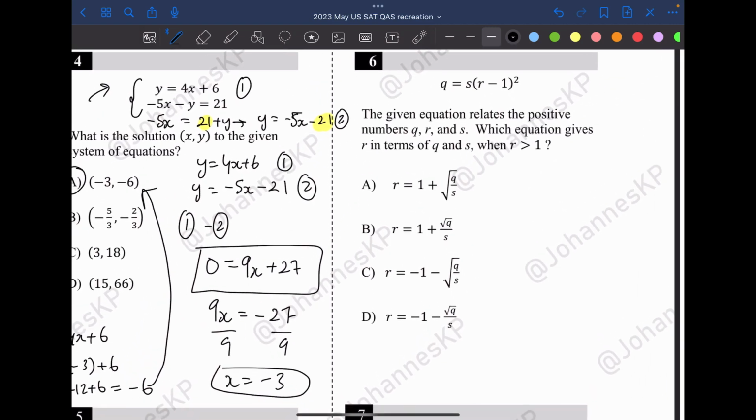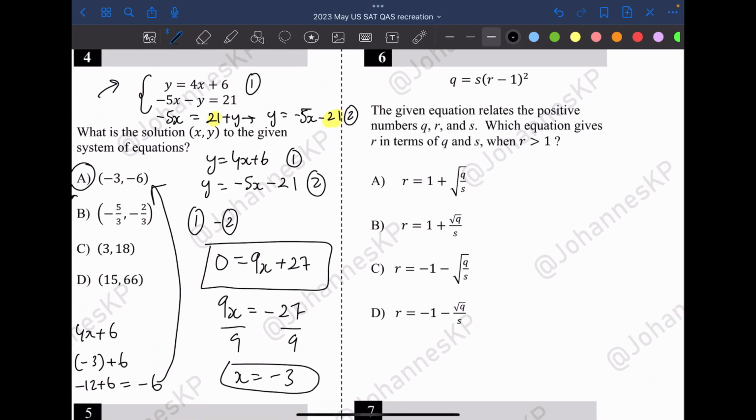Question number 6. Q is equal to S times (R minus 1) squared. And then the question says, which equation gives R in terms of Q and S? So basically, solve for R when it is greater than 1. So yeah, just solve for R and we should get some answer. Well, yeah, let's try that.